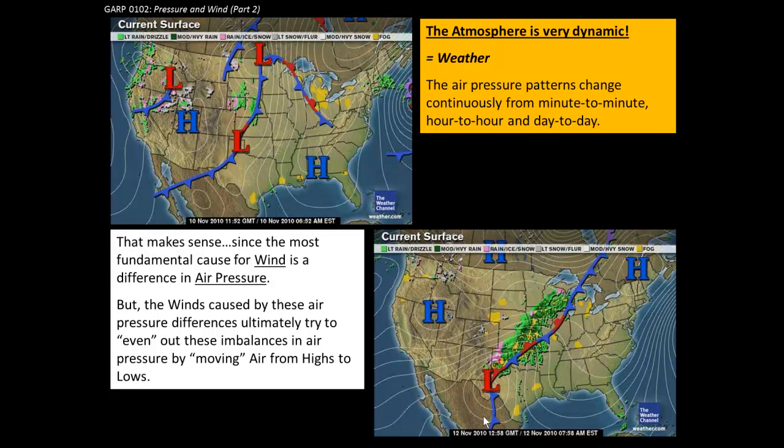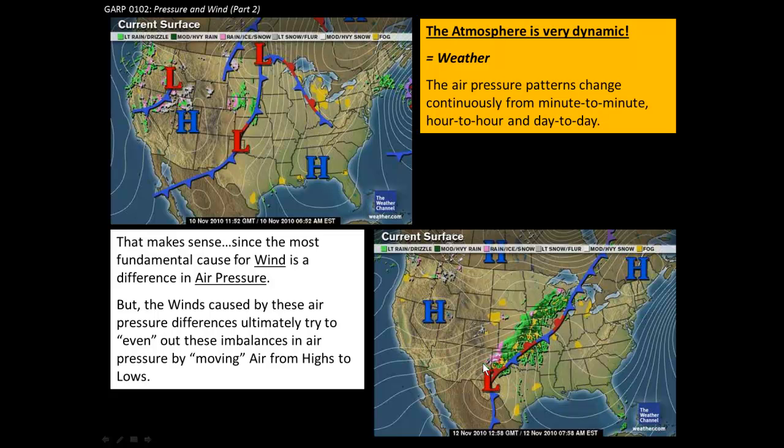And that kind of makes sense when you think about it. Because differences in air pressure give us wind. But if you think about winds, the winds also ultimately try to even out these imbalances in air pressure by moving air from high pressure areas to low pressure areas. Right? So on a map like this, you can say, well, okay, here's a pressure hill, here's a pressure hole. That gives us a pressure gradient, and air is going to flow from high pressure to low pressure.